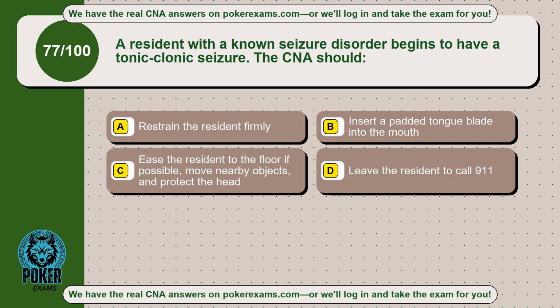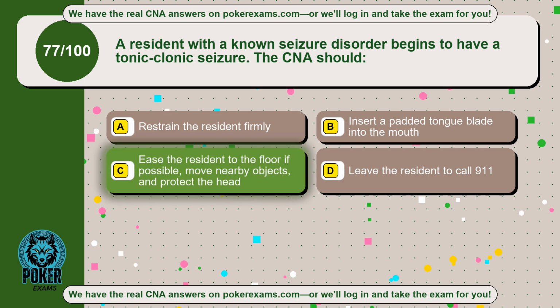Question 77. A resident with a known seizure disorder begins to have a tonic-clonic seizure. The CNA should. Option A. Restrain the resident firmly. Option B. Insert a padded tongue blade into the mouth. Option C. Ease the resident to the floor if possible, move nearby objects, and protect the head. Option D. Leave the resident to call 911.